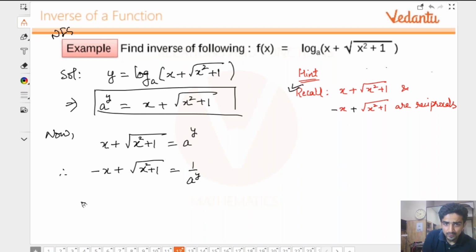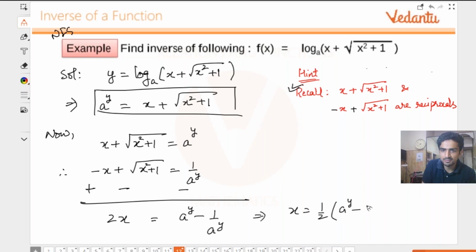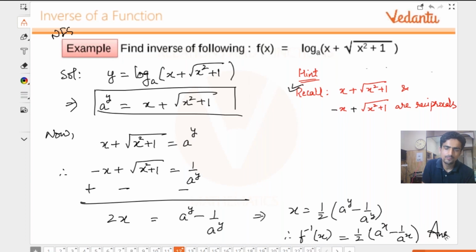Yes, Charan. Just subtract these two equations and you will straight away get the value of x. So x is nothing but half of a to the power y. Yes, Charan, very good. So therefore you get your f inverse. You could also do it by taking x to the other side and then squaring, making an equation. But I suppose this is more efficient.